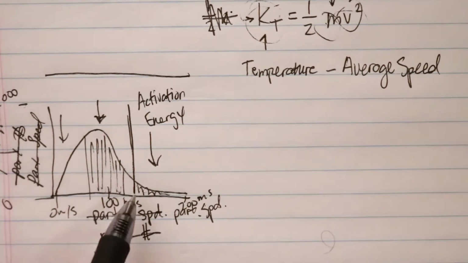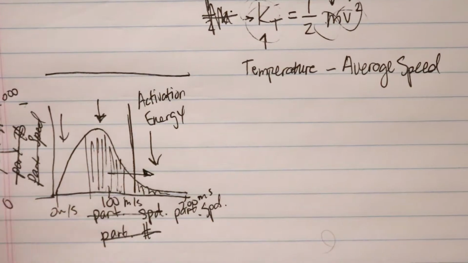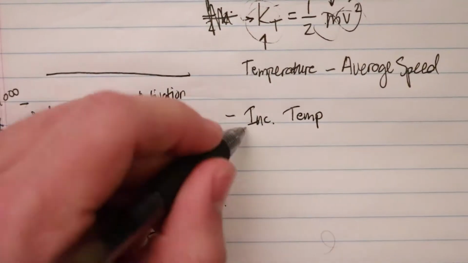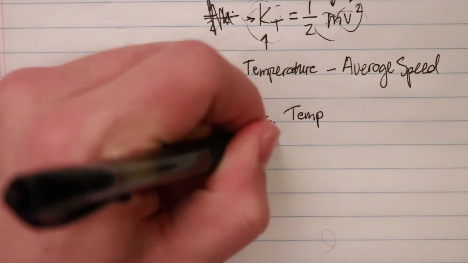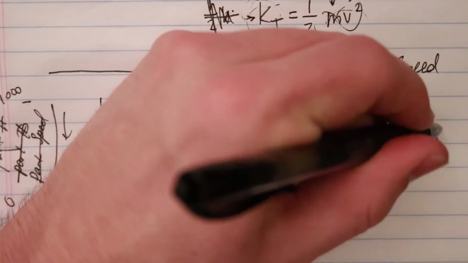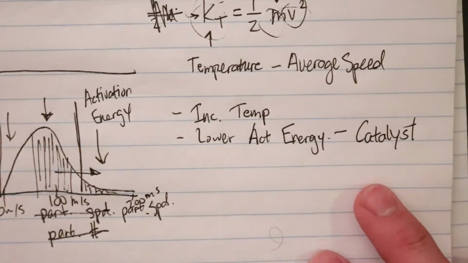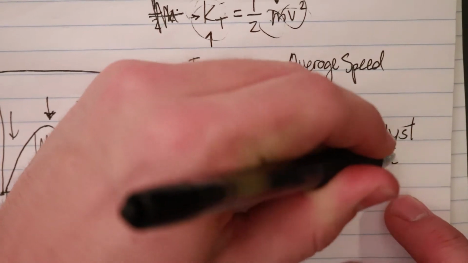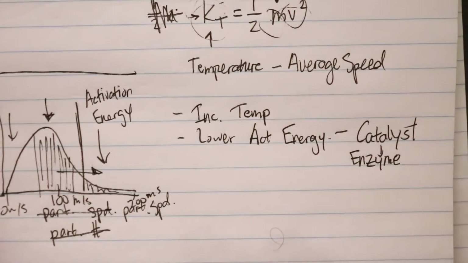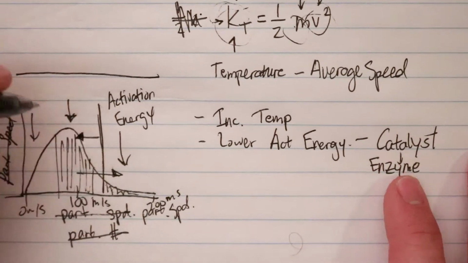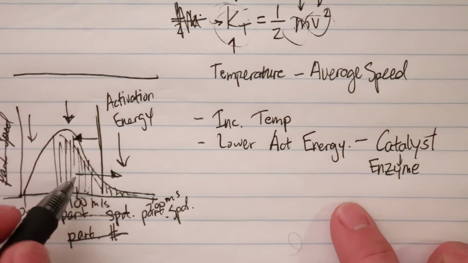So to get more molecules over here to have the reaction, we could increase the temperature, or we could lower the activation energy, and we would do so by adding a catalyst. And this catalyst in a human body looks like an enzyme. And so like salivary amylase in your mouth starts the digestion of carbohydrates. The catalysts take this line and push it this way.